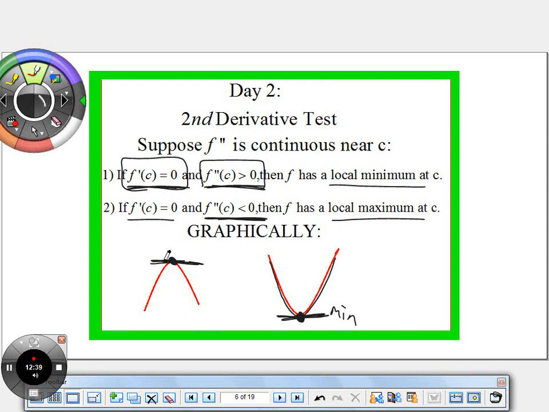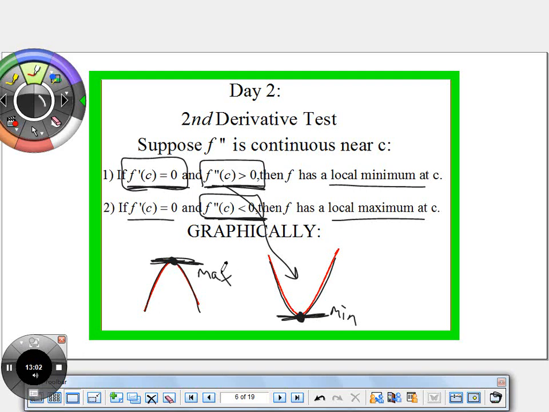And then for number 2, that would go with this graph. If the first derivative equals 0 and you find out that it's concave down on that particular interval, so in other words you plug in the c and you find out it's less than 0, which means it's concave down, then that means that at that spot you must have found the high point, so there would be a max at that particular spot.